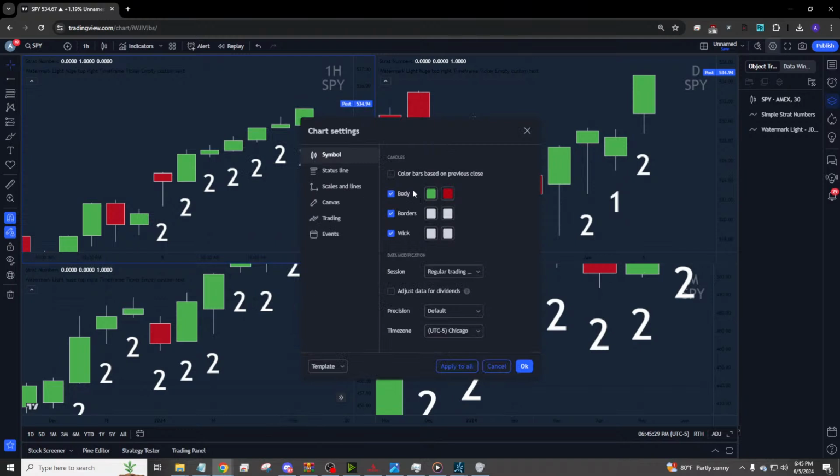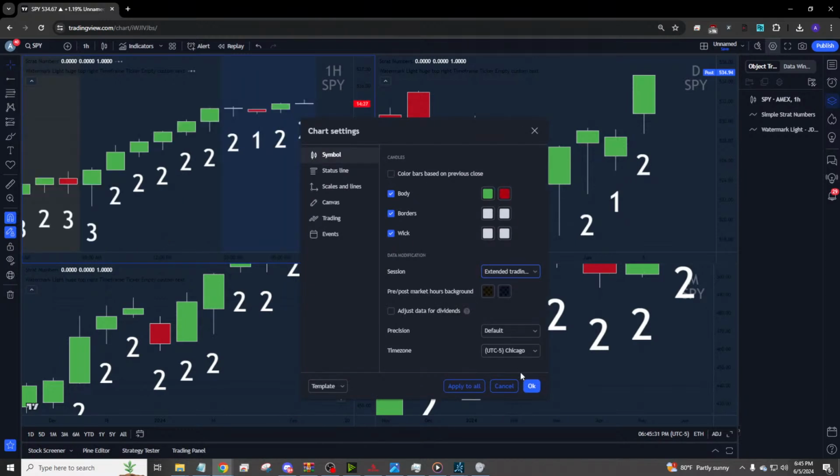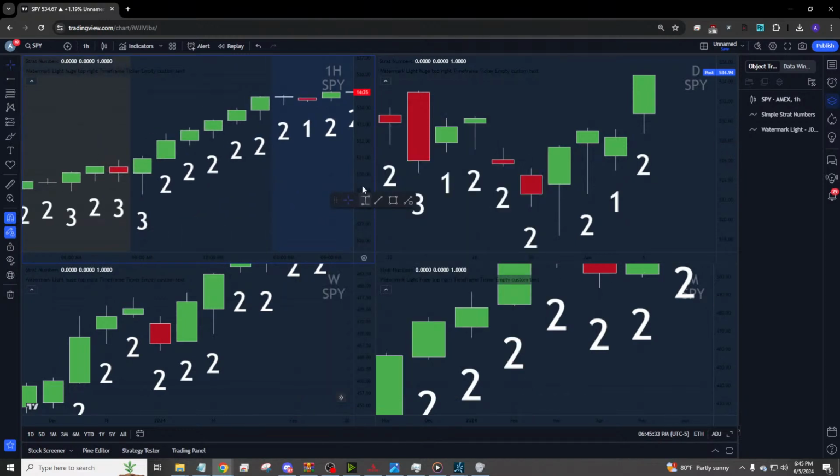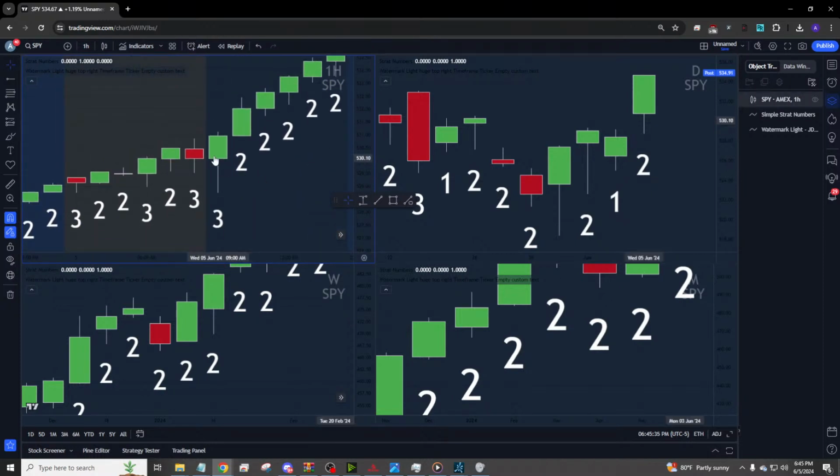If we change that and turn extended hours on, you'll see, similarly, it looks like a hammer, yes, but it looks completely different. It opens here and then it closes up here instead of opening slightly higher and then closing red.